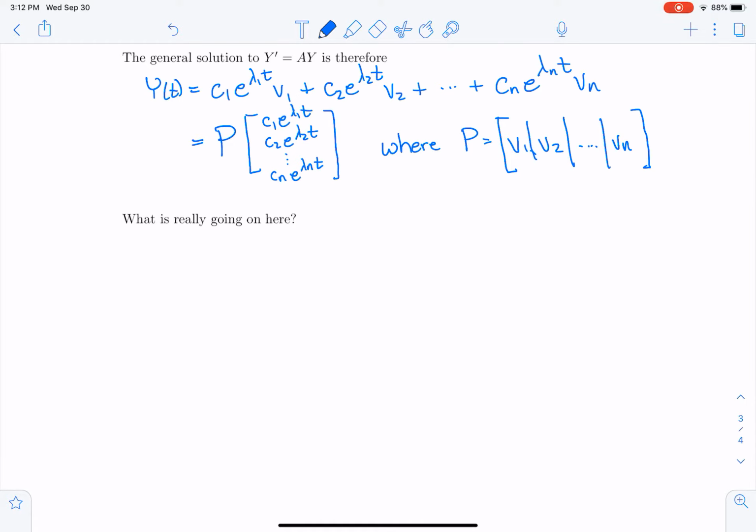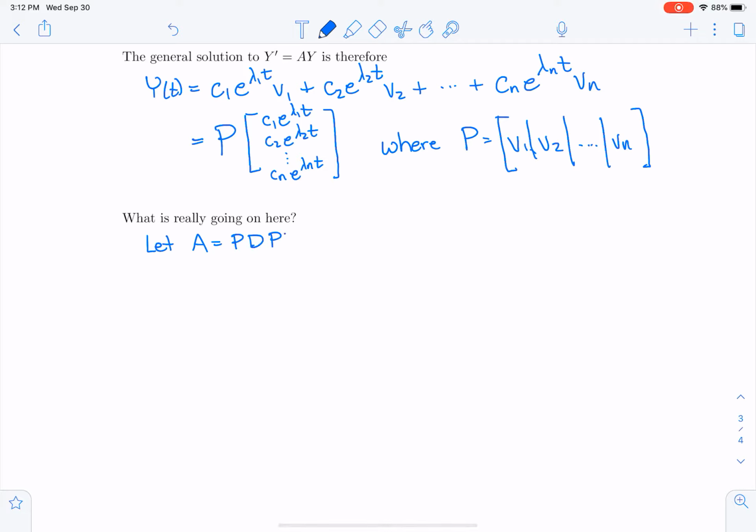Well, let's go back to the idea that A, in this case, is diagonalizable. So it has a full set of eigenvectors. That means that I can write it as P times D times P inverse, where D is a diagonal matrix whose entries are lambda 1, lambda 2, all the way through lambda n. So we can think about it as the matrix with lambda 1, lambda 2, all the way down to lambda n, and then zeros elsewhere.